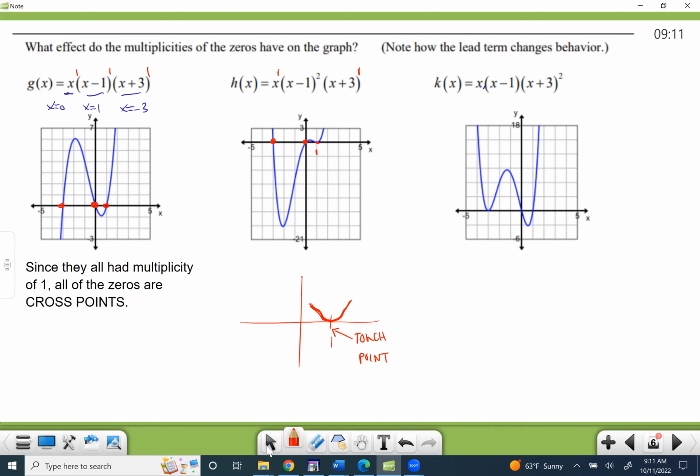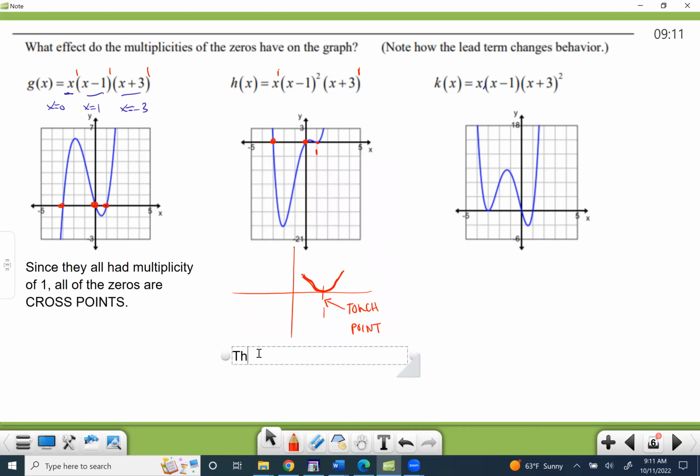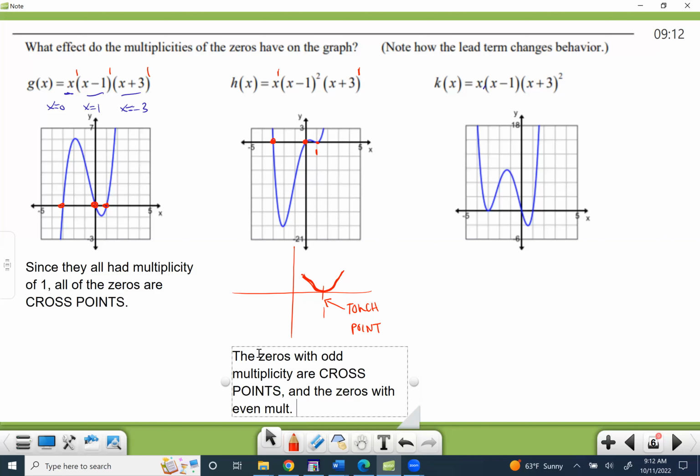Okay, so if we were going to move this up a little bit to give us some room to type. So how we would describe this is we would say the zeros with odd multiplicity, not just one, but odd numbers, are cross points. And the zeros with even multiplicity are touch points.